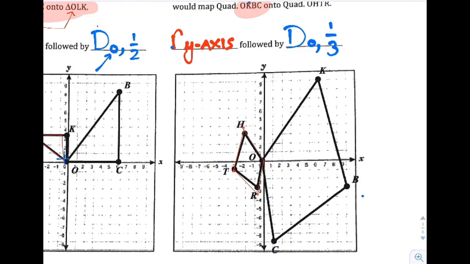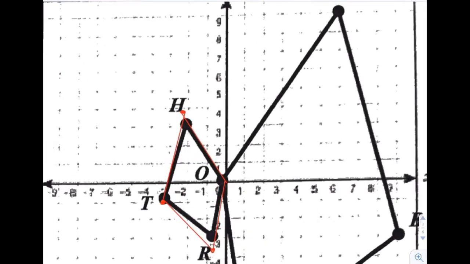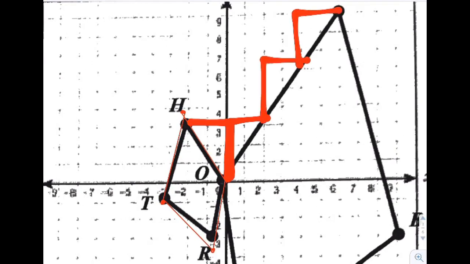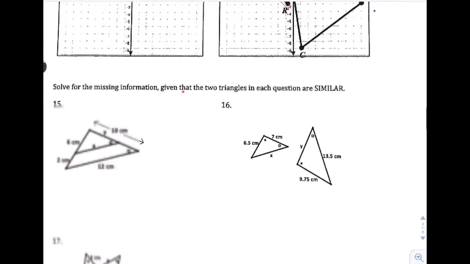How do you know it's 1/3? You could say, well, that is up 3/2 is 1. So there's 3 of those that happened. So it got 1/3 as big when it moved over to that way.